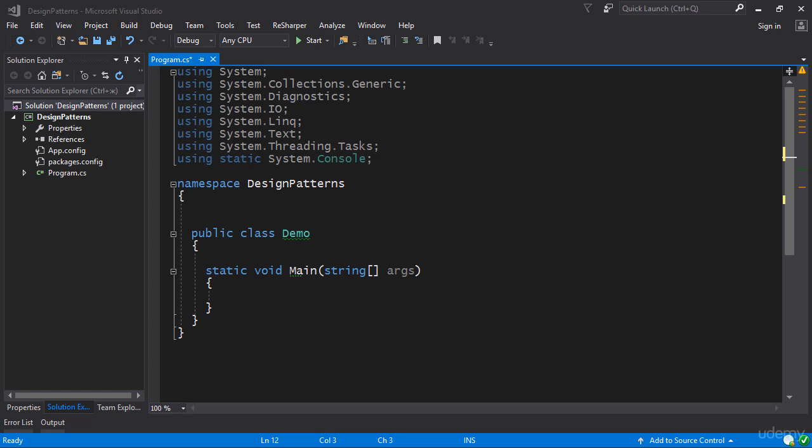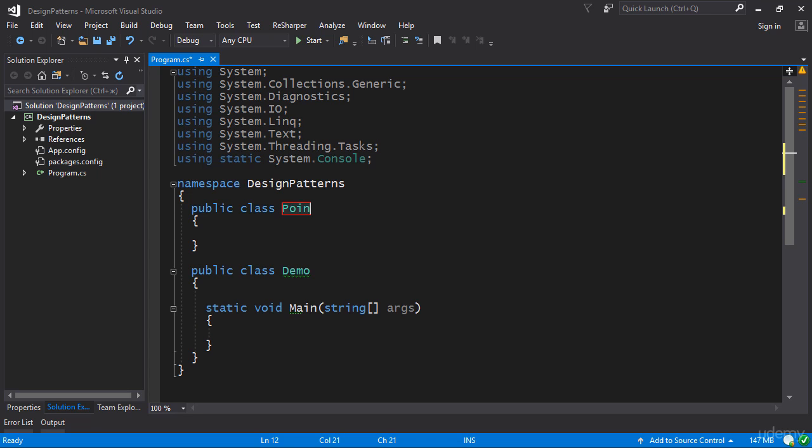One of the reasons why factories exist is because constructors are actually not that good, and we're going to see what the problem with constructors is. So let me give you a very simple example. Let's suppose I'm making a class which represents a point. So we have the x and y coordinates of a point.